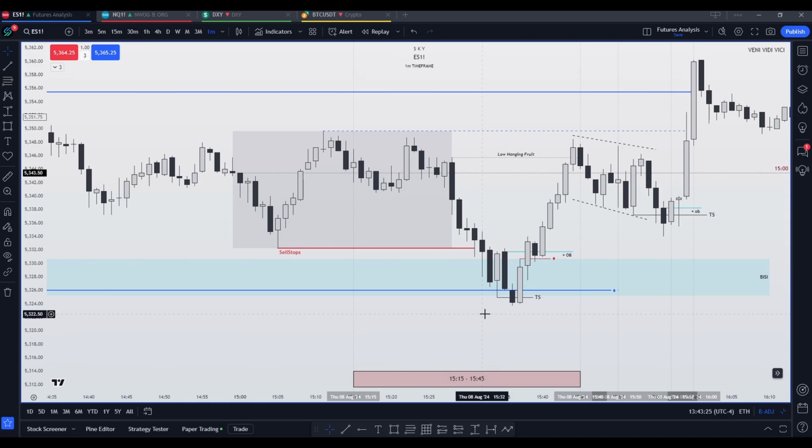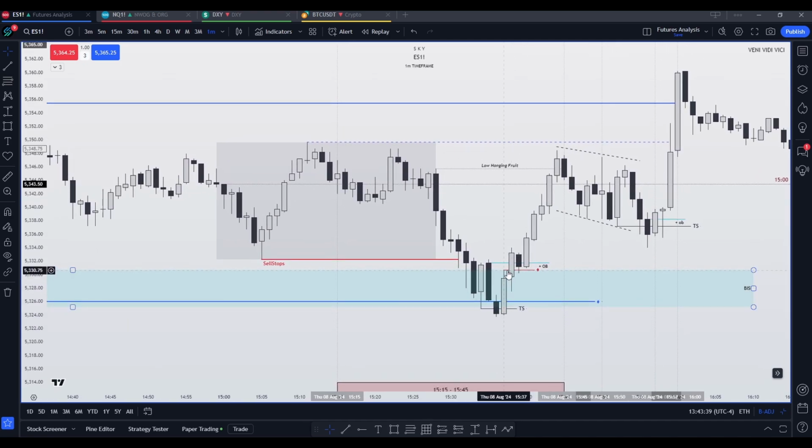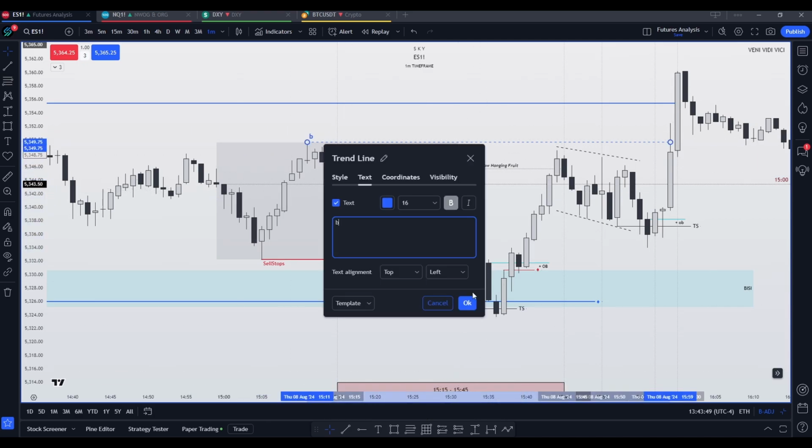Then we have an order block that we react from, which is this one right here. And the low hanging fruit of the range, inside the range, not the external of the range, as this would be the buy stops.